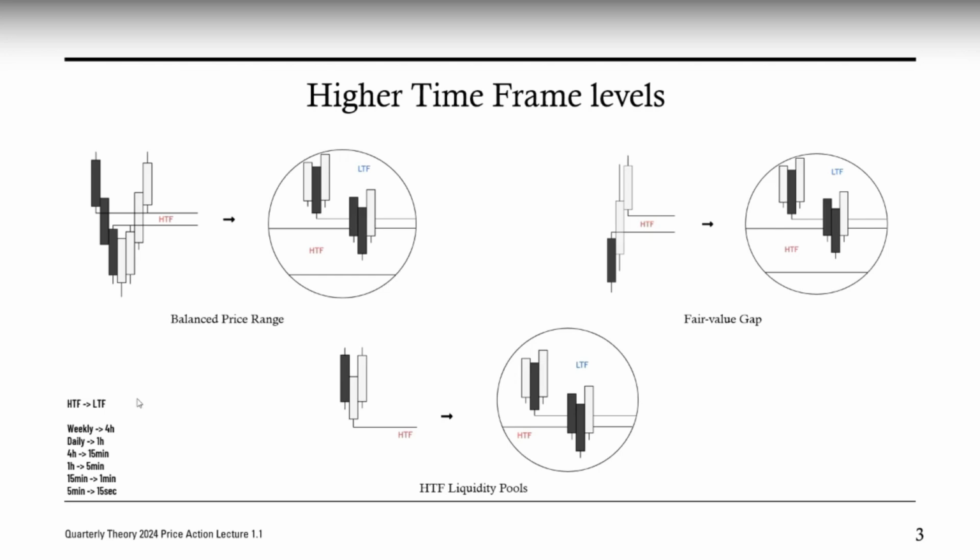You can look at the key again in the bottom left corner of the screen, and you'll see weekly to 4-hour, daily to 1 hour, and so on. If you're looking at a daily chart, and you see a daily fair value gap, then you want to annotate that fair value gap. Then you want to drop down to the 1-hour time frame.